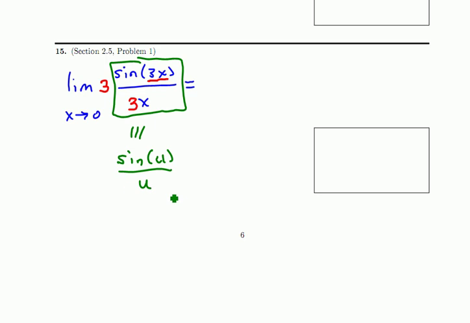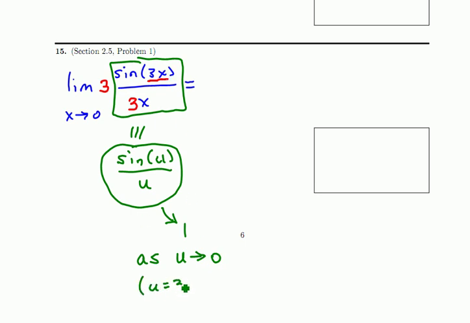So the sine u over u portion of this is going to head to 1 as u goes to 0, u in this case being 3x, and u is going to 0 because x is going to 0. So this portion right here is going to 1. I've got 3 times something that's headed towards 1. So I'll get 3 times 1, which is 3. And that's your answer for this first problem.